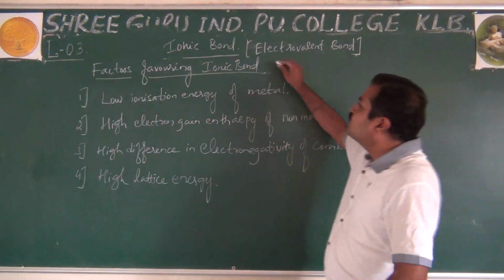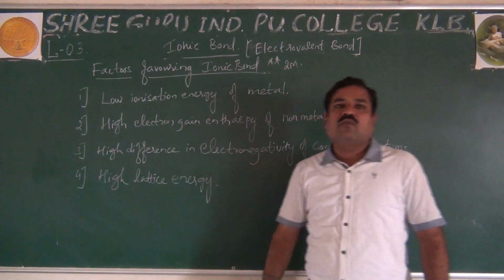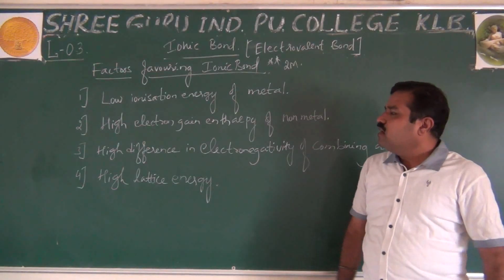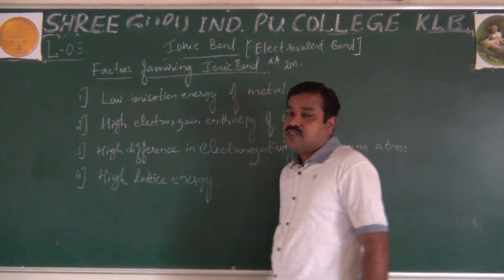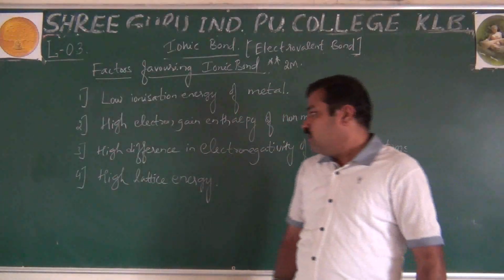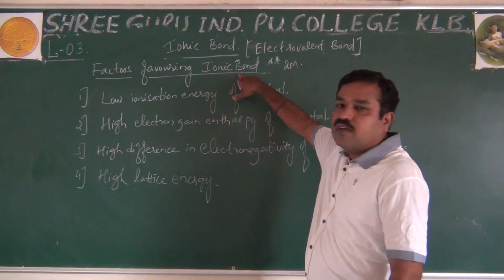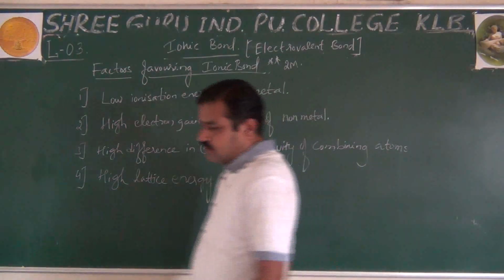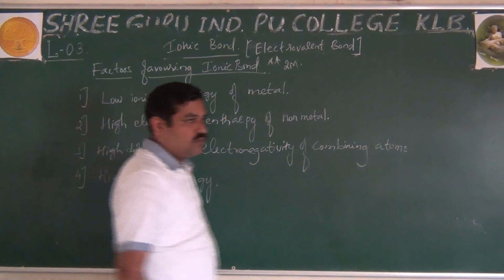And this is important for theory, especially when mentioning the factors favoring ionic bond. We should be able to tell these four: low ionization energy of metal, high electron gain enthalpy of non-metal, and high difference in electronegativity of combining atoms, which is very, very important. At last, even high lattice energy. I will tell you in detail what this lattice energy is and how it contributes to the formation of ionic bond. I will now tell you one by one how these factors are responsible for formation of ionic bond.